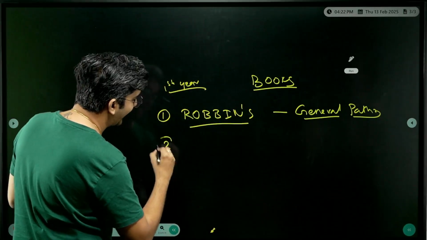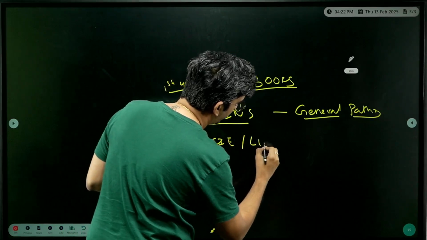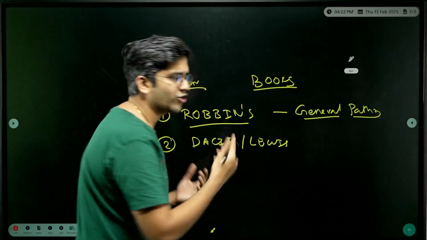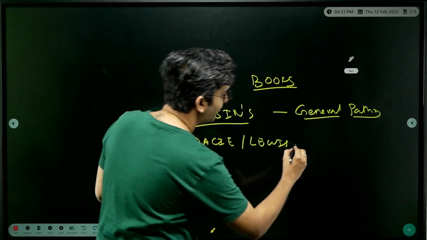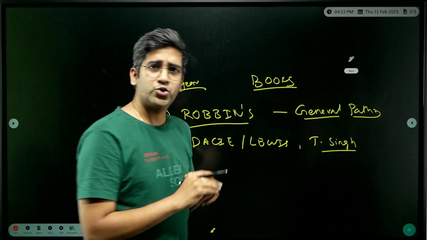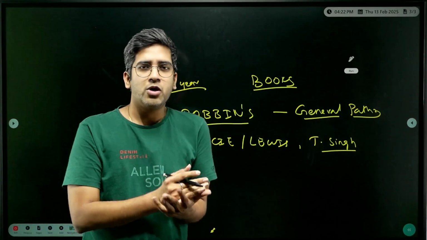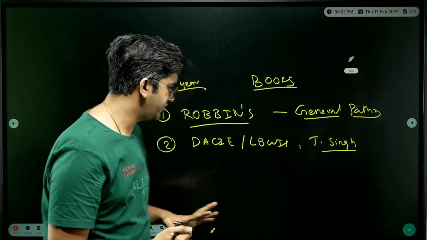Other things, what can I do? Dacie and Lewis is an amazing book for hematology: the lab findings, basics, coagulation, everything. The normal smear making, everything will be there in Dacie and Lewis. If possible, do that. Tejinder Singh is also a very good source for hematology. It has a good amount of content, be it normal, abnormal, everything, the electrophoresis machine, HPLC machine, everything. Basics are given in Tejinder Singh as well, right?